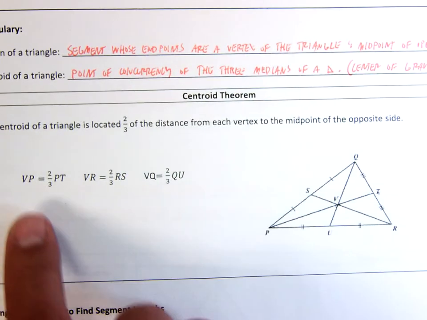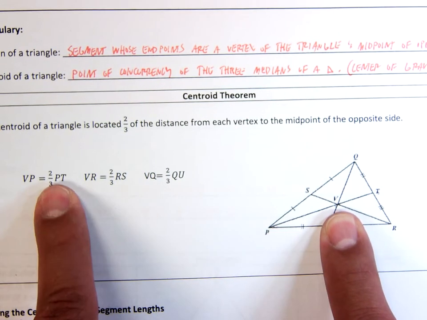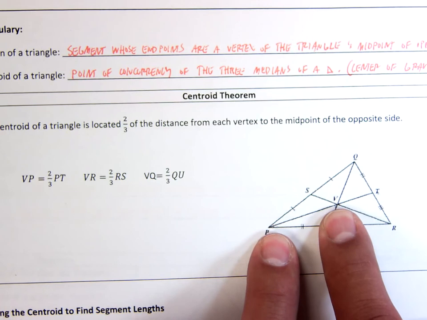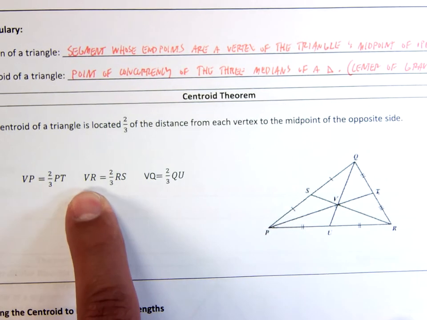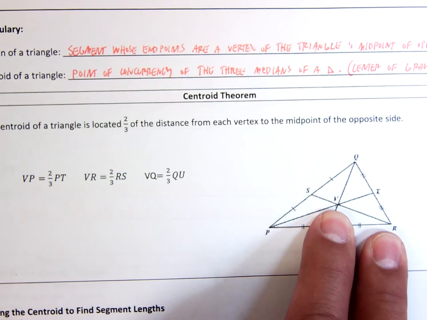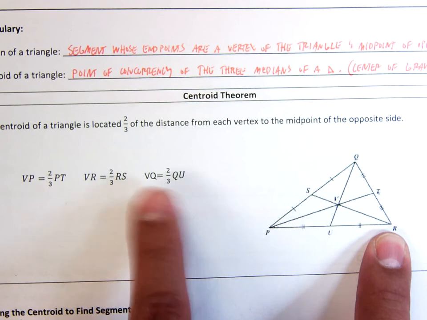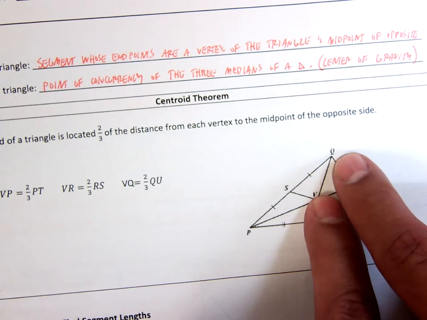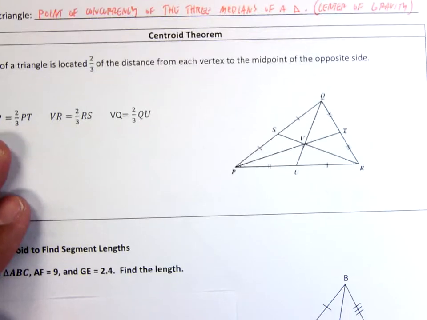VP is right here. VP equals 2/3 of PT. So VP is 2/3 of the way all the way through. Same thing with VR. From R to V is 2/3 of the way from R to S. And VQ, the same thing. VQ is 2/3 of the way all the way through. Let's use that and let's do a problem.